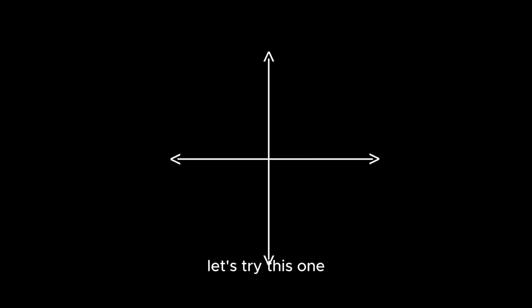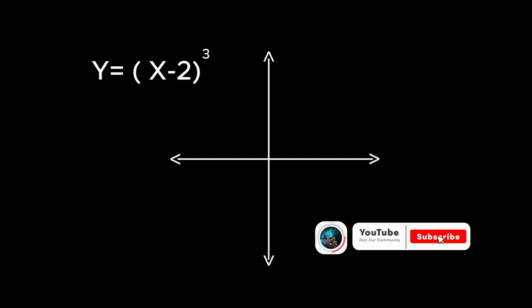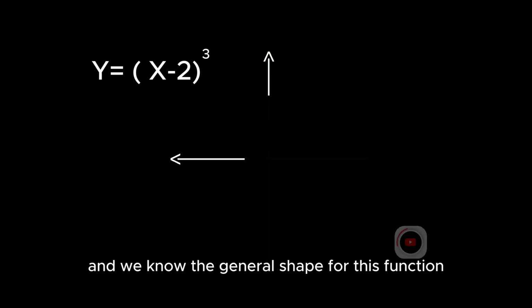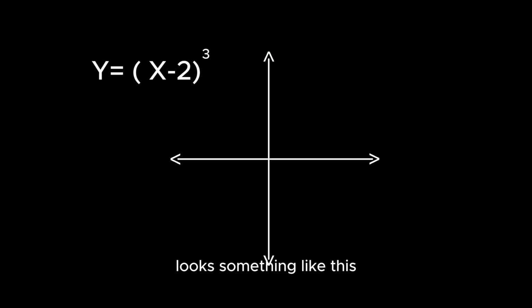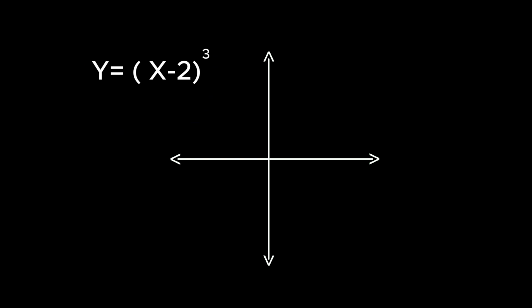Let's try this one. y is equal to x minus 2 raised to the third power. The parent function is x cubed. And we know the general shape for this function looks something like this. So therefore, how can we graph this function? What type of transformation do we have?